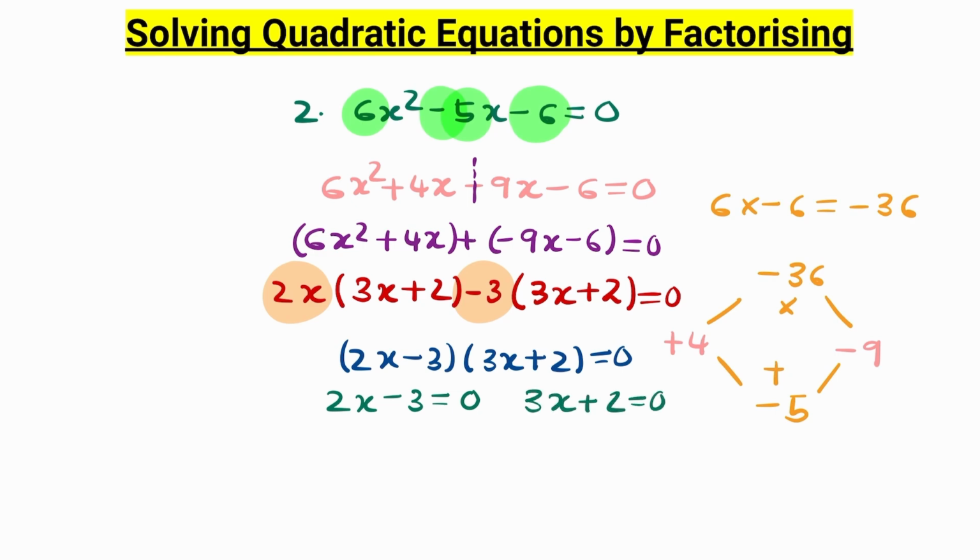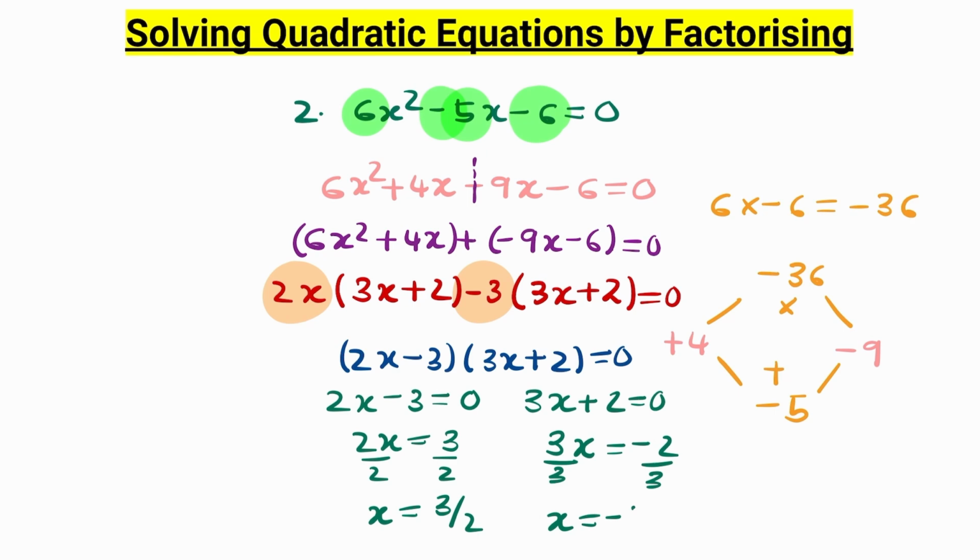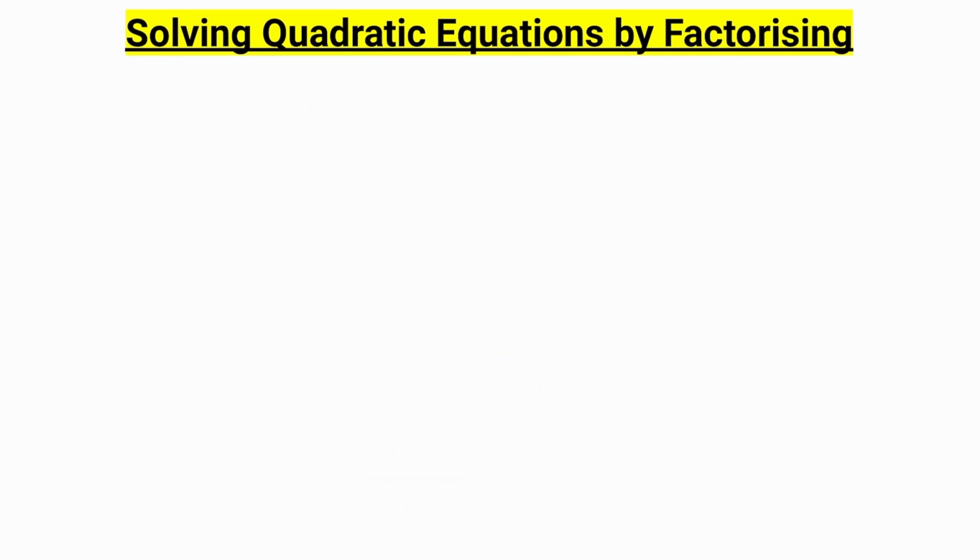We can take minus 3 to the other side as plus 3. 2x equal to 3. We can divide both sides by 2. x will be equal to 3 over 2. And in the other equation we can take plus 2 to the other side as minus 2. 3x equal to minus 2. And we can divide both sides by 3. x equal to minus 2 over 3.